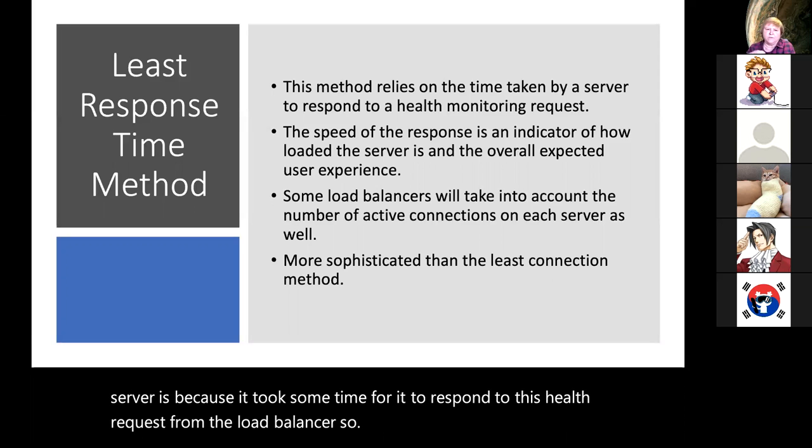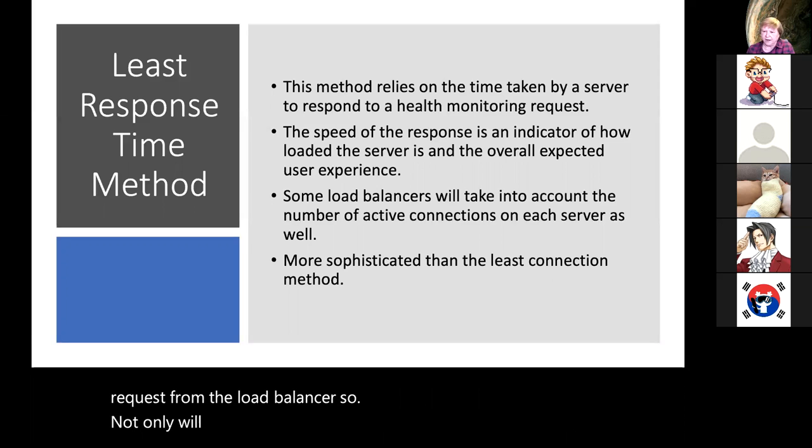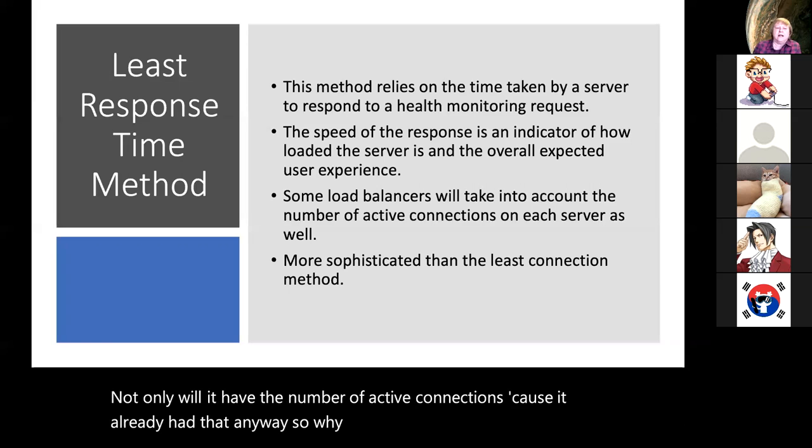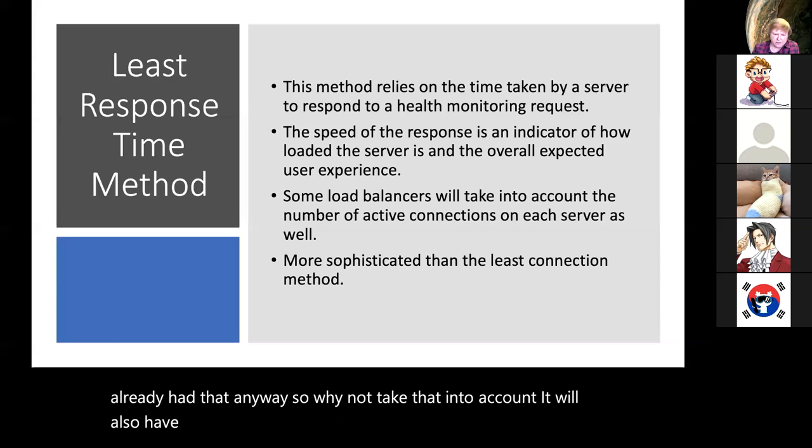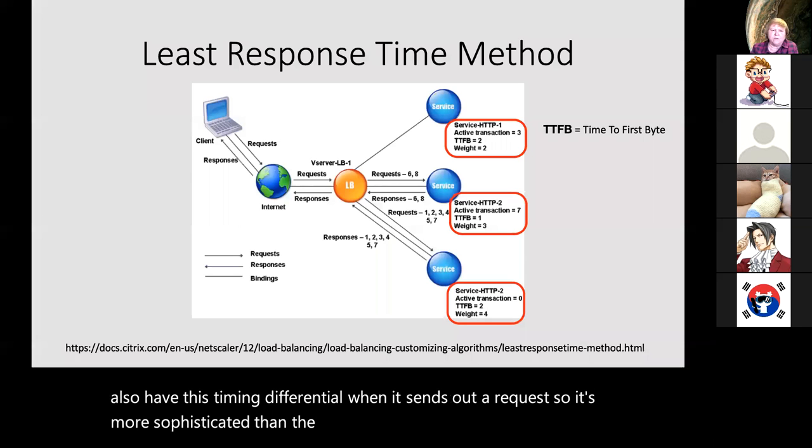Not only will it have the number of active connections, because it already had that anyway, so why not take that into account? It will also have this timing differential when it sends out a request. So it's more sophisticated than the last method. And so it's taking more things into account.